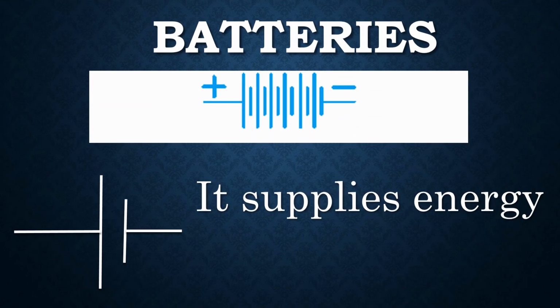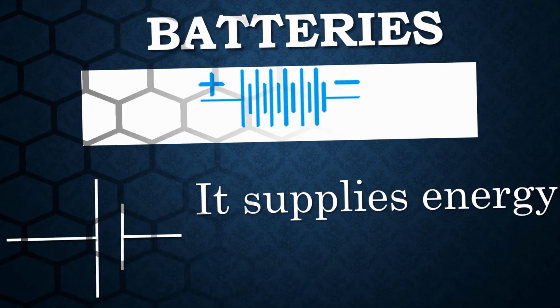Batteries. Batteries supply energy. The plates of the batteries are represented by long and short lines. The positive plate of the battery is represented by the longer line, and the negative plate of the battery is represented by the shorter line. So this symbol is what we call the multi-cell if you have many batteries, and if you only have a single cell, this is the symbol of it.